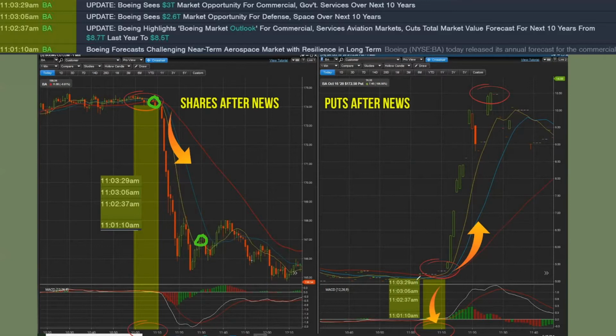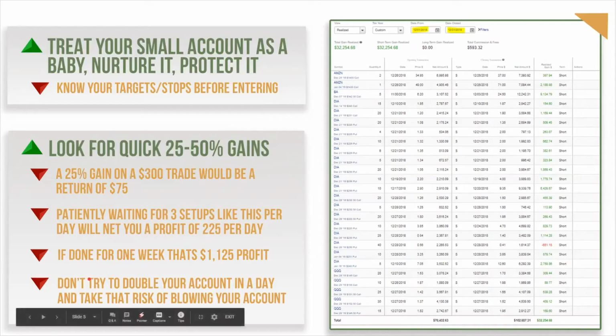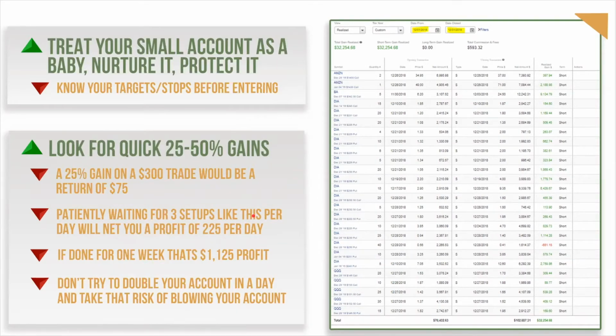And you saw down here, you were in at 5.25 and you were able to get out at 9.75. And just by doing that alone, that one trade took you from $525 up to $975. But don't try to double your account in a day and take that risk of blowing your account, because it's not going to work for you. I'm telling you right now. Focus in on those day trades driven by news and the swing trades driven by, you'll see what we're going to go over now.